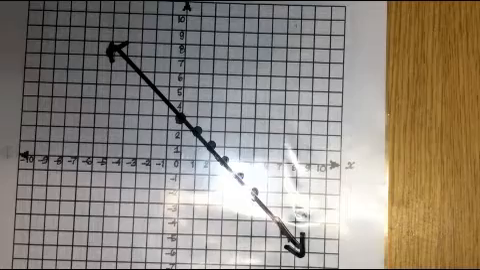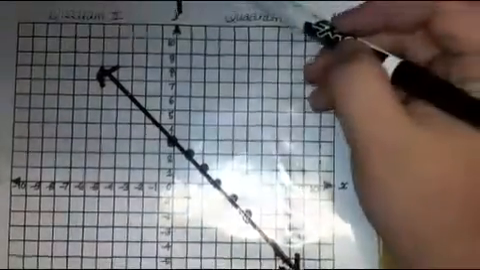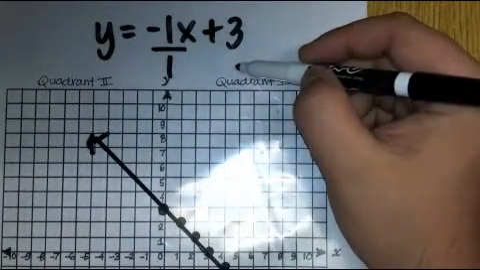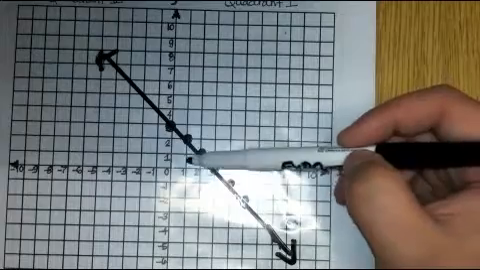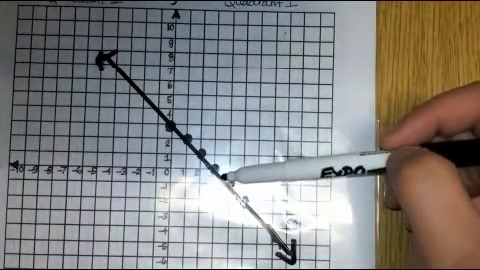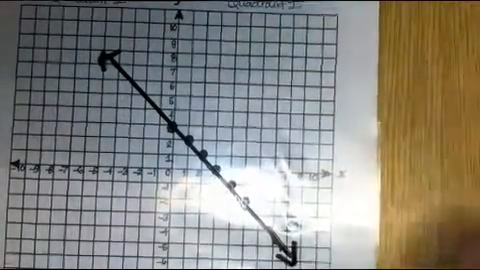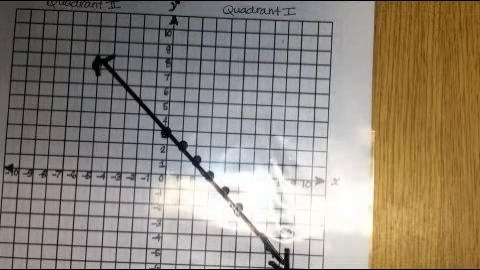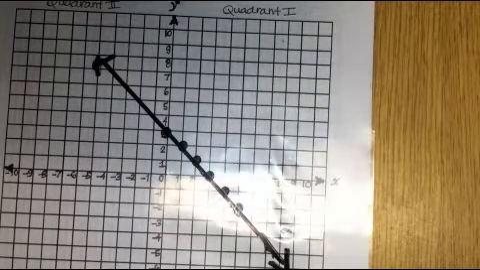Okay? So, one more recap here. Start with the y-intercept, which was a positive 3. I plotted that. And then my slope was negative 1 over 1. So I went down 1, right 1, and I kept following that pattern, okay, until it formed a line. Okay? Let's look at another example. Put that off to the side.